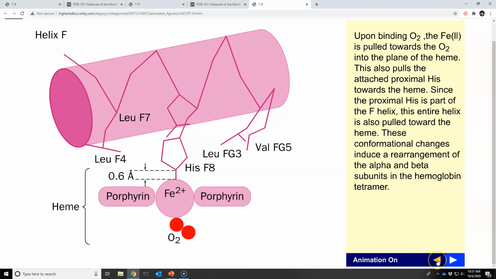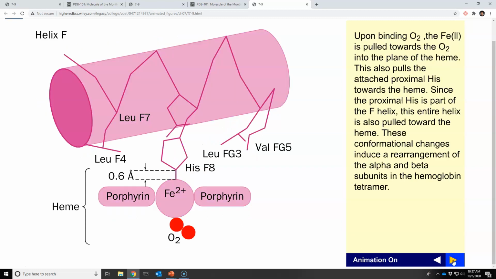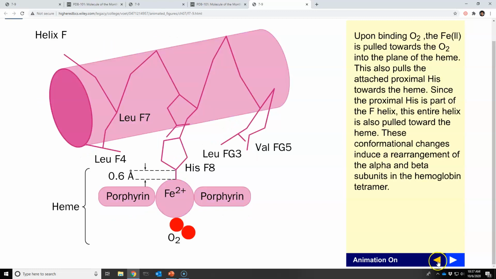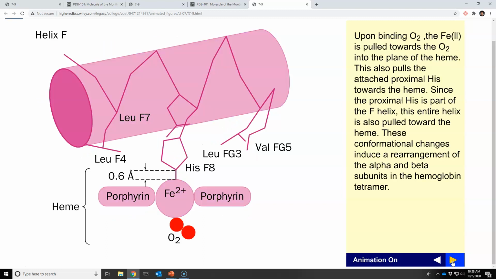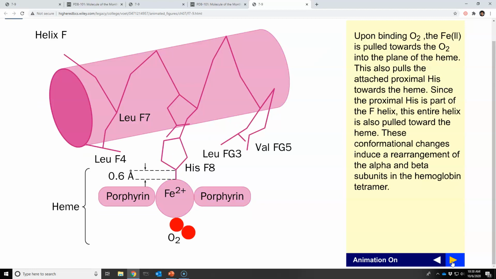So if I do this a couple times, you can see there's the T, and there's the R. So if you flip back and forth, you can see that the 15-degree rotation causes this shift in the movement of the F helix. So here we are, deoxy and oxy, like that.